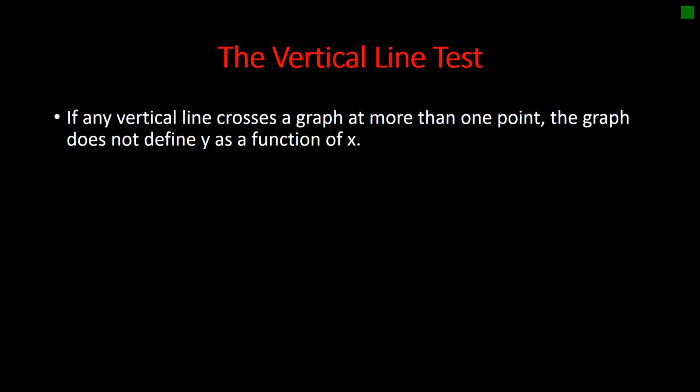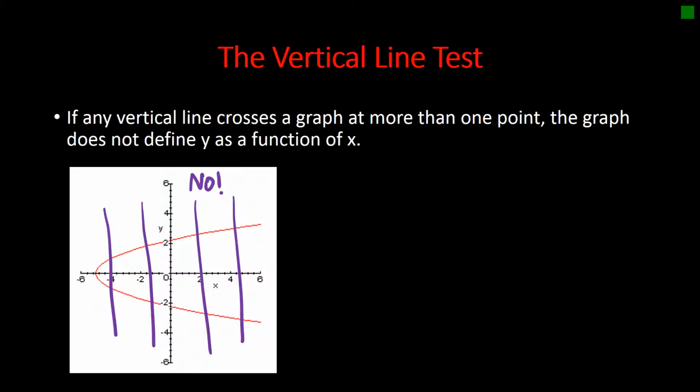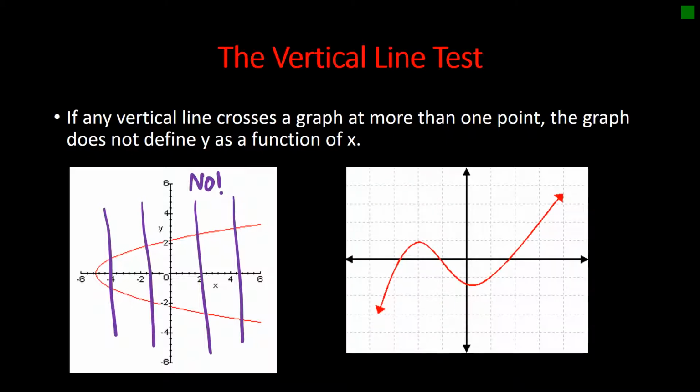We can also use the vertical line test to determine whether a graph represents a function. If I have a graph and if I draw a series of vertical lines, and if at least one vertical line touches the graph in more than one spot, I can say no, this is not a function. If I have another graph and I draw these vertical lines and each vertical line touches it in only one spot, I can say yes, this is a function.